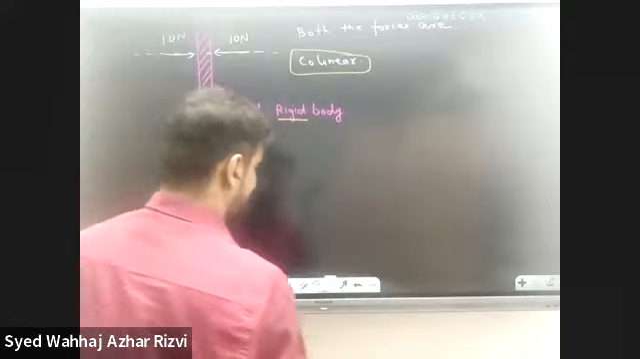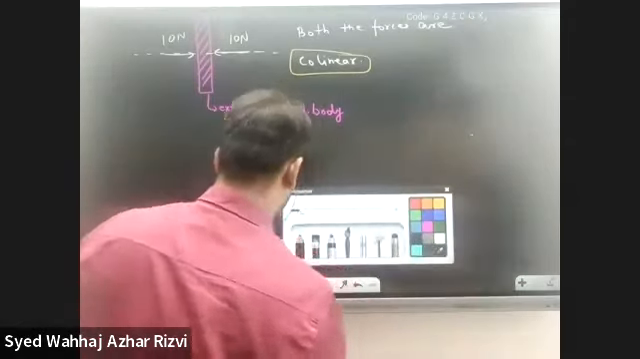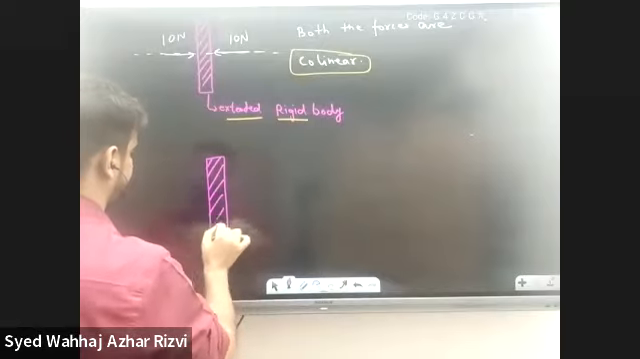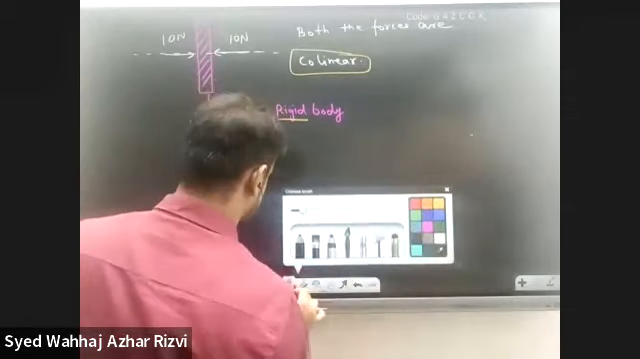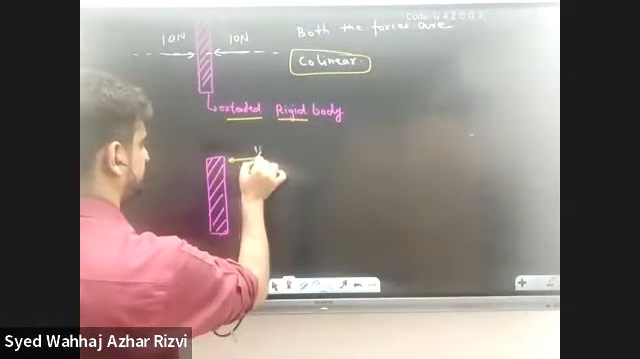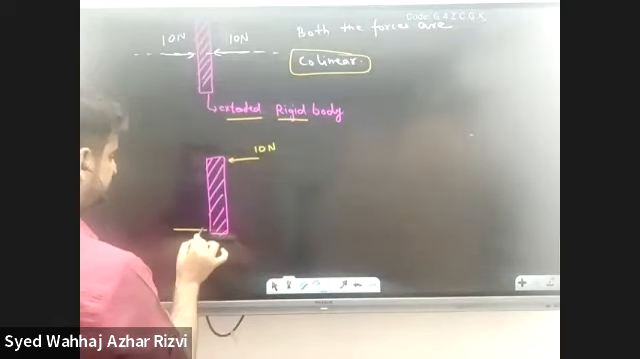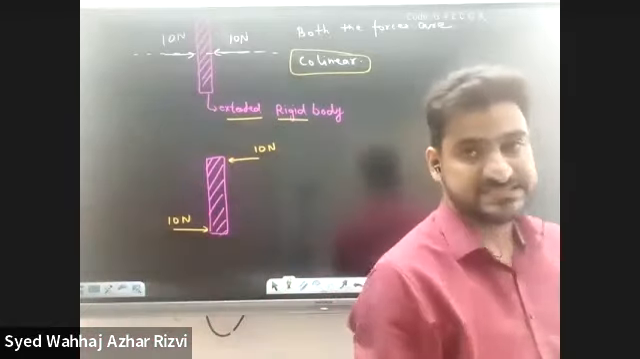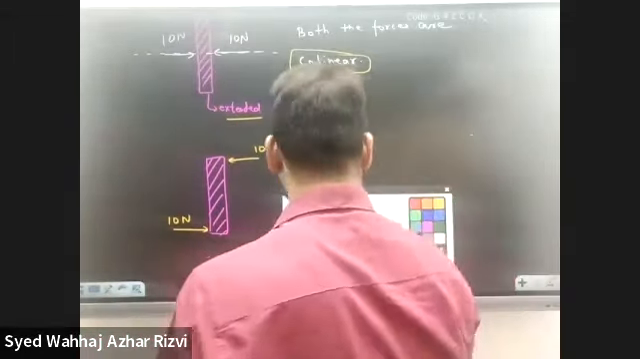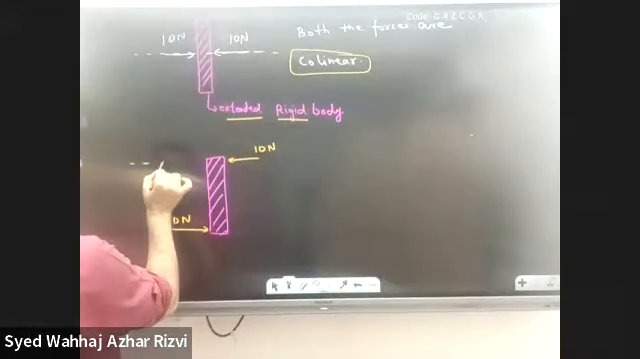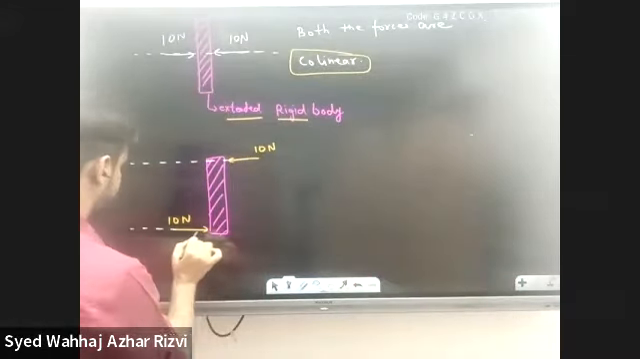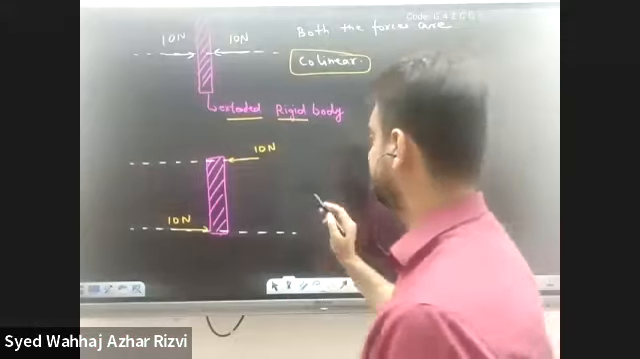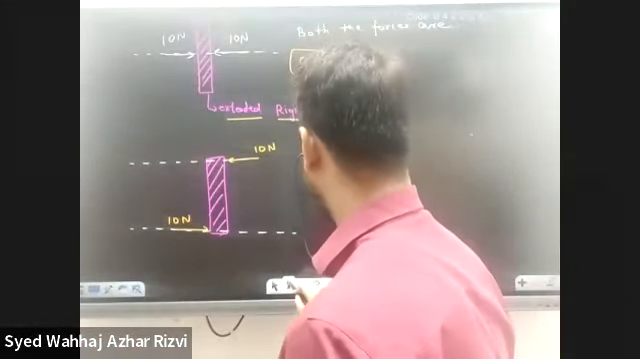Now, let's take another example, the same one. Let's take the rigid body here. It's like this. And we are going to apply 10 Newton at this end, and 10 Newton at this end, right? But in this particular case, we can see that these two forces are not in the same line. They're displaced. They are not collinear forces.